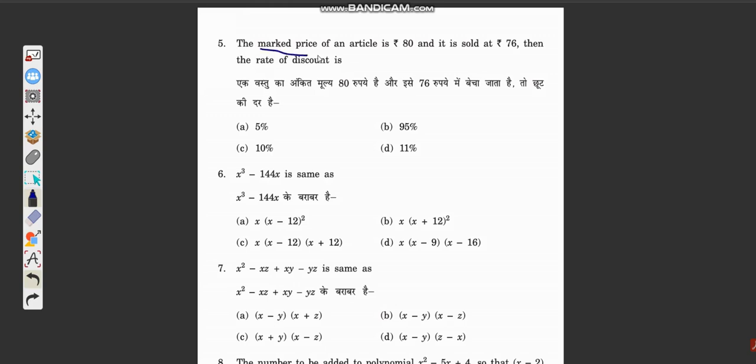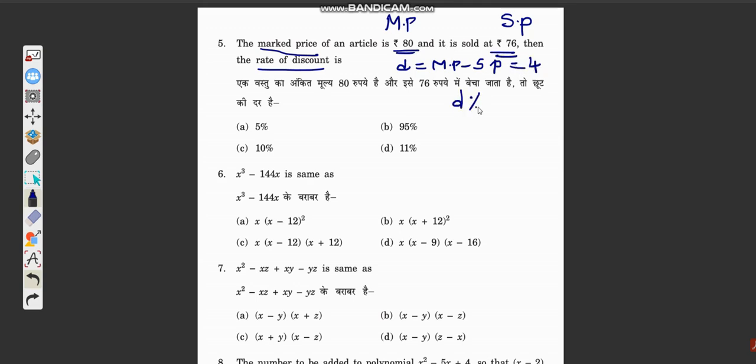Here the market price of an article is 80 rupees and it is sold at 76 rupees. That is, this is MP, this is SP. Then the rate of discount. It is a very easy sum. We know that discount means MP minus SP. So 80 minus 76 is 4 rupees.